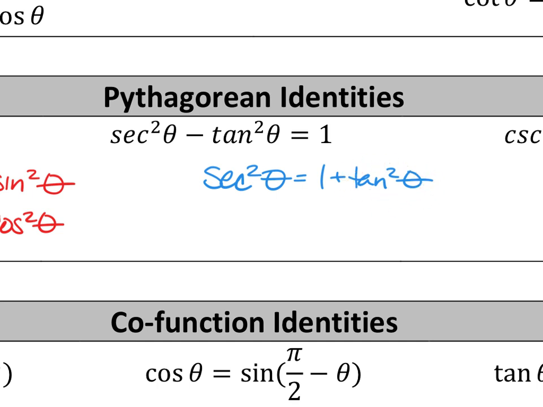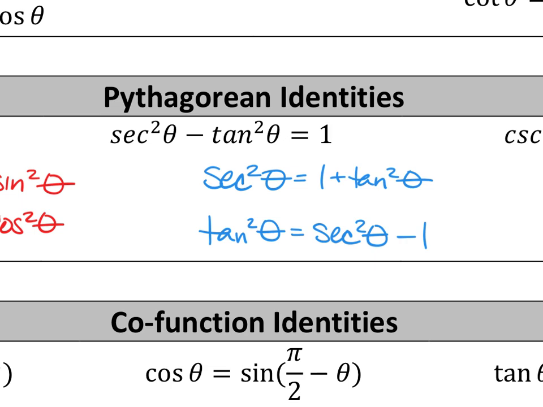So an equivalent version of this is tangent squared theta equals secant squared theta minus 1. So here we have the second identity solved for all three versions of its formula: derived for 1, derived for secant squared theta, and derived for tangent squared theta.